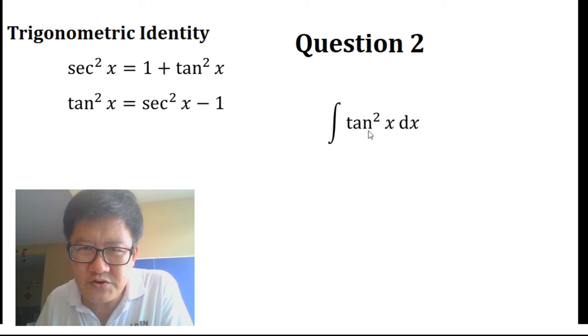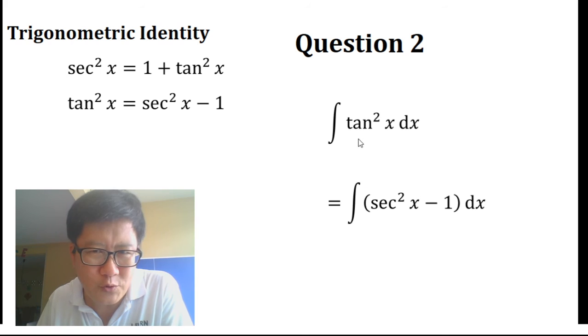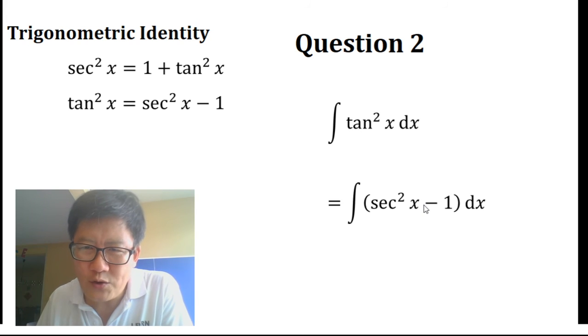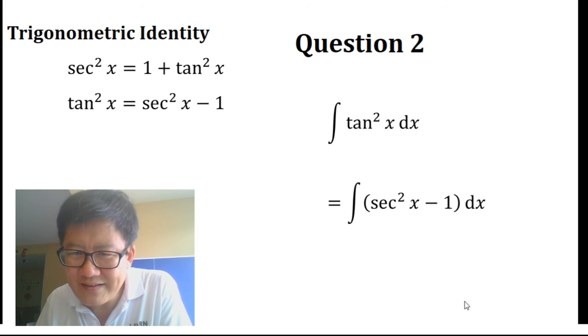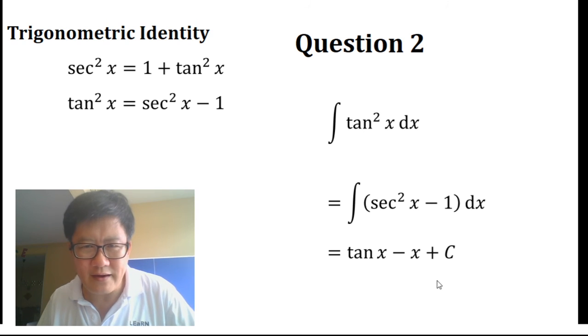So we have the integration of tangent squared x, and what we do is we use this identity, we replace tangent squared x with secant squared x minus 1, and that's what we do here. Now we can integrate both terms in sequence. When we integrate secant squared x, we get tangent x. When we integrate minus 1, we get minus x, and we add the arbitrary constant c, and that's what we have.